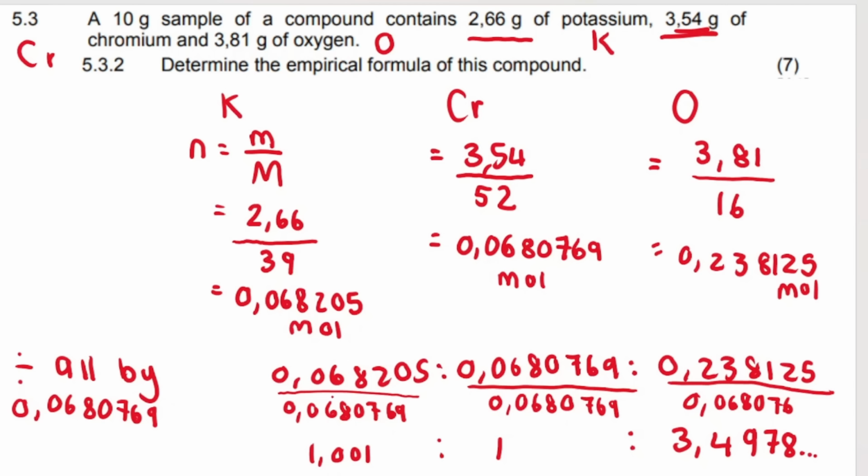So if you look at our first fraction, when we divided our number of moles by the smallest number, after doing that, for the first one, we got 1,001. It's very close to 1, so we could have rounded off. However, for the last fraction over here, we get 3,4978. We can't round that off. Remember, this needs to be a whole number ratio. The only way to convert this into a whole number ratio is to think that 3,4978 is basically 3,5.